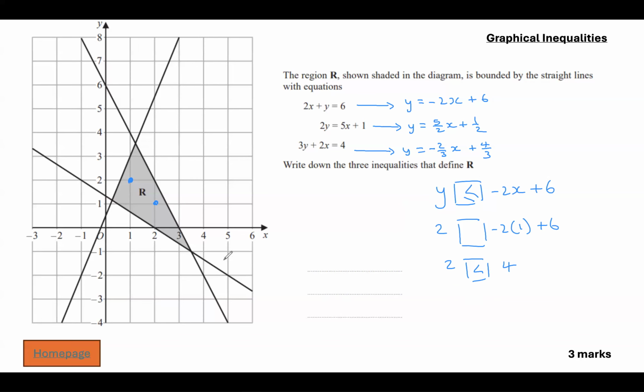And just to double check I've done that right, we said y is 2, x is 1. So I'm just going to rub this one out. We have y is 2 and x is 1. So that is correct. y is less than or equal to minus 2x plus 6. Right, and we want to do it for our next equation. So we said y is 2. And in fact, I'm going to write this equation out first.